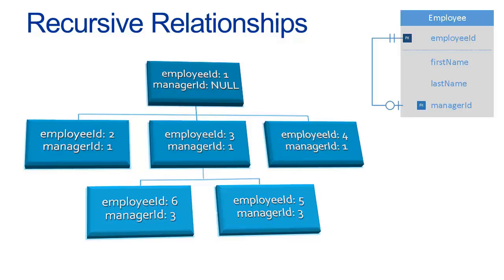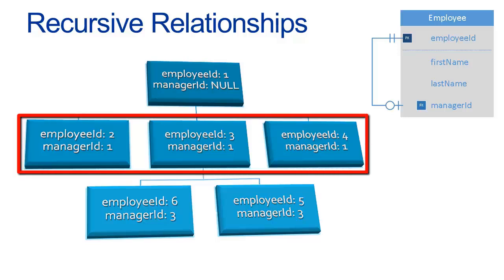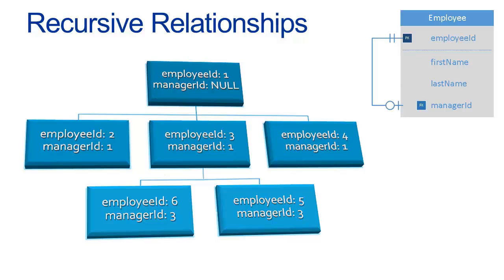Moving down to the next layer in the hierarchy, we have employees 2, 3, and 4. And for each of these employees, we see that their manager ID is 1. So this tells us that employees 2, 3, and 4 report to employee number 1. Or another way of saying that is employee number 1 is the manager or the boss of employees 2, 3, and 4.